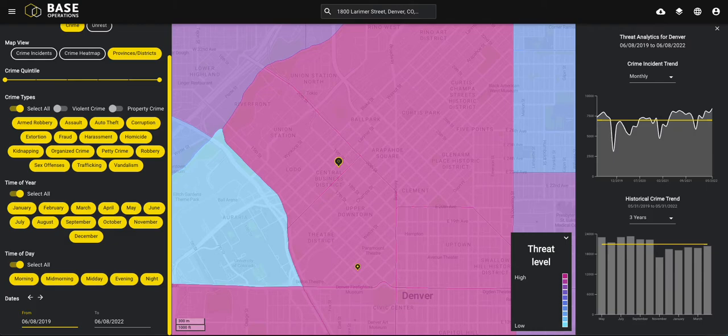I'm Matt Fuller with Base Operations. Today we're going to be taking a look at how you would conduct a site assessment of one of your asset locations using the Base Operations platform.